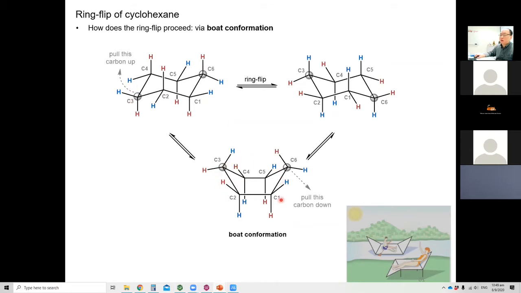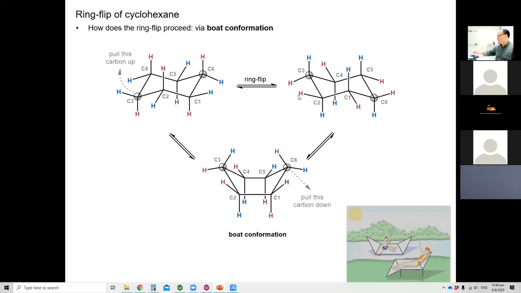It's like a boat, okay? Again, that's why we draw a very ugly boat here. So it's a boat conformation. And then after you pull the carbon 3 up, you then pull the carbon 6 down, okay? Now, exactly, it becomes the final conformation, right?